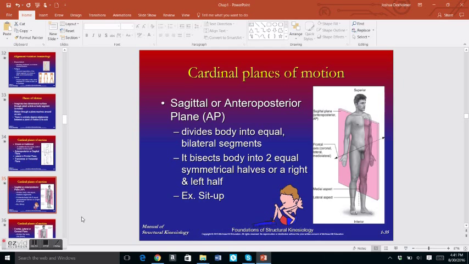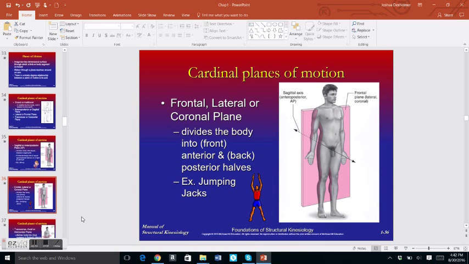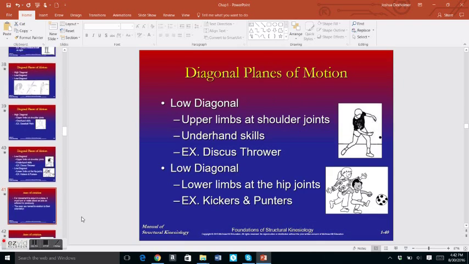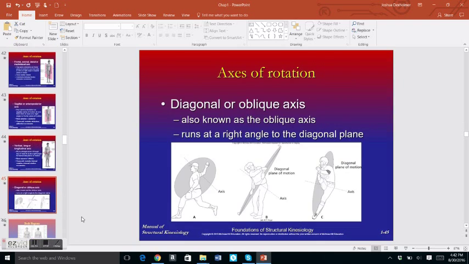We have 3 of them. So the sagittal plane, which we also move on the frontal axis. Okay, so sagittal plane, frontal axis. We have the frontal plane or coronal plane. It's going to divide the body in half, anterior, posterior. We'll move on the sagittal axis, as you can see in the picture. And then we also have the transverse plane, which is going to have movements occur on the vertical axis. So it's important to remember which plane the movement is on, but which axis that movement is on as well. We have the diagonal planes of motion, kind of go right over that.